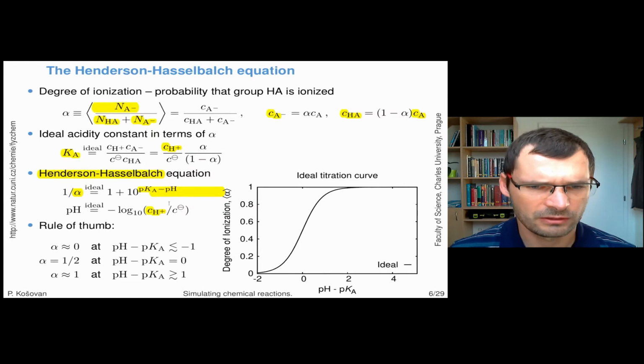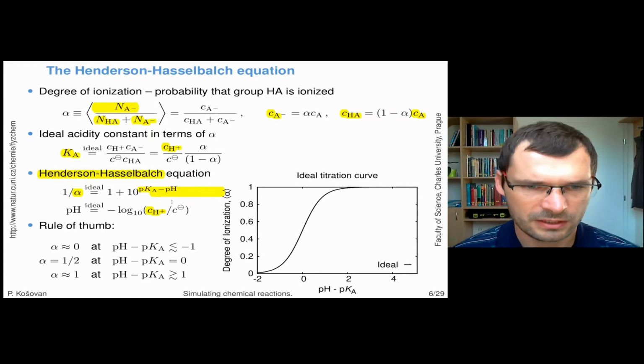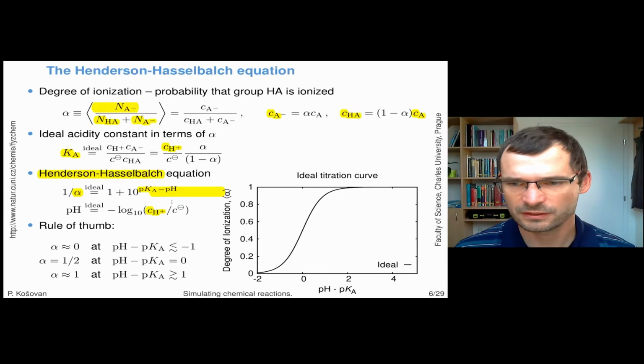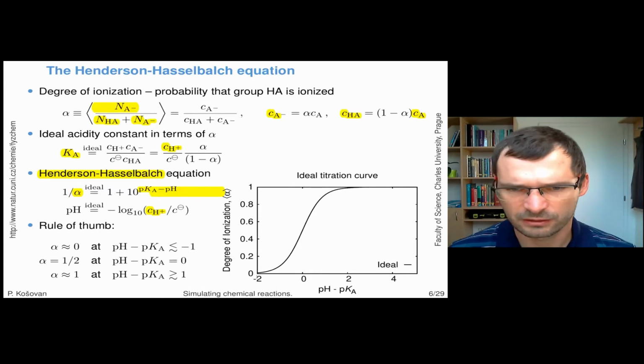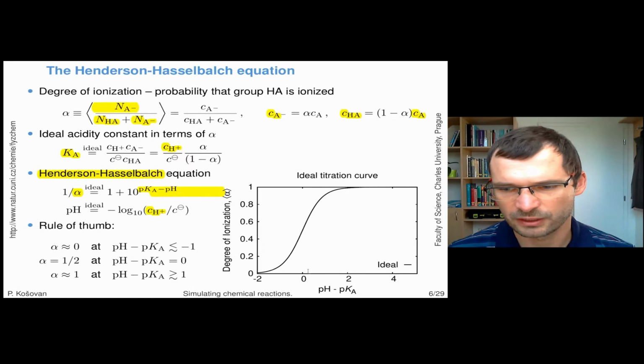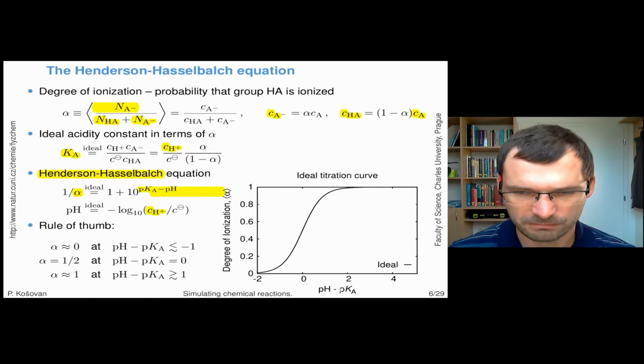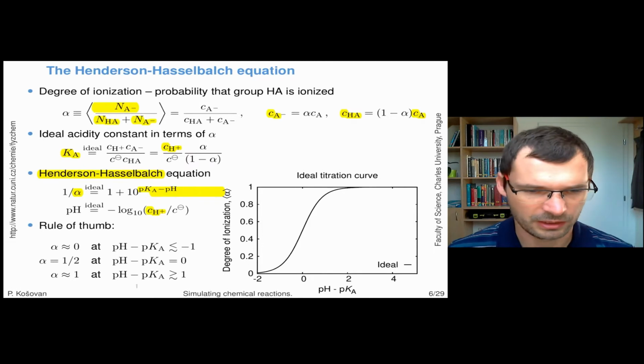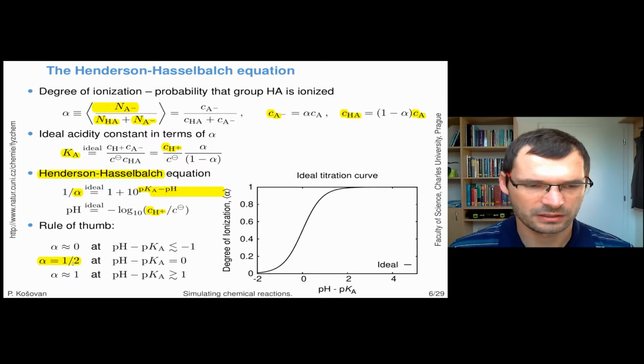And to give you a feeling of what this Henderson-Hasselbalch equation tells us, we look at the figure on the right. We can see that this curve, which is a solution of the Henderson-Hasselbalch equation giving the degree of ionization as a function of pH minus pK, is symmetric around pH minus pK being equal to 0, in which case the ionization degree is equal to 1/2.